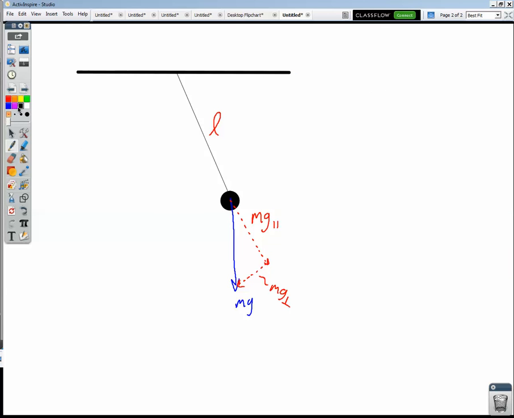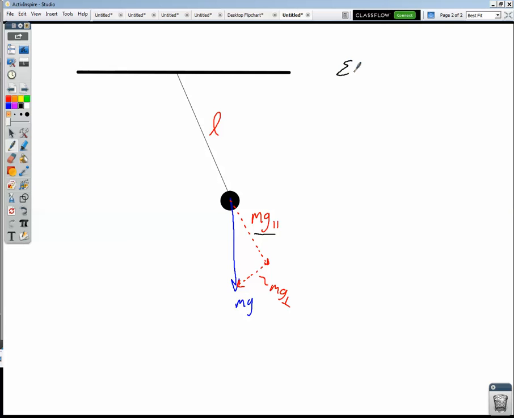Alright, so here's our picture drawn a little bit bigger, a little bit better. And we see that the components of the weight force are the mg parallel, which is going parallel to L, and mg perpendicular, which is going perpendicular to L. And it's the mg perpendicular that's responsible for the torque that is going to cause the angular acceleration on this ball. So let's start there.